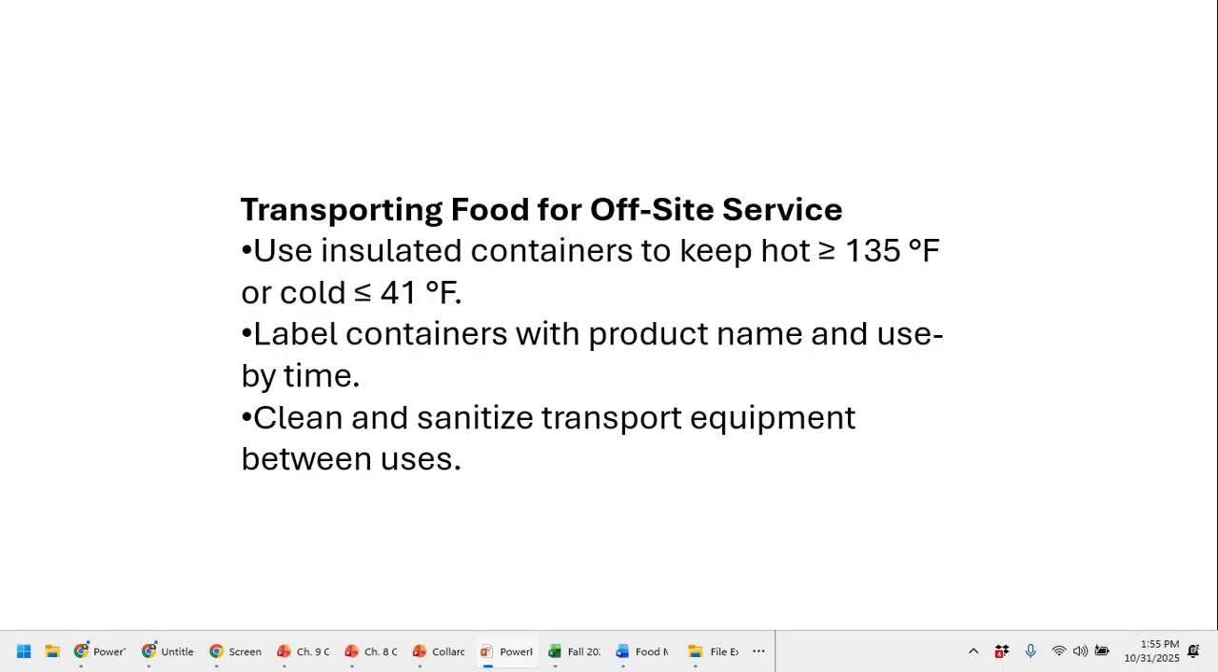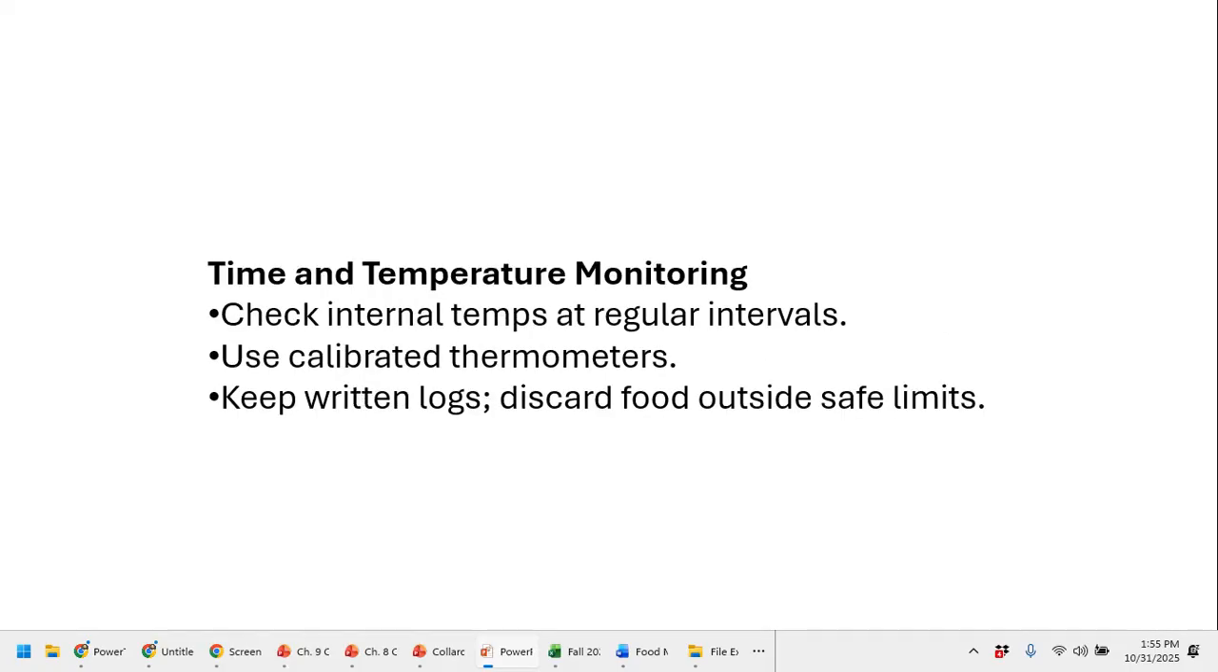Transporting food for off-site service, using insulated containers to keep food hot, 135 or above, or 41 or below. Label containers with product names and use-by times. Clean and sanitize transport equipment between uses as well. Then we have time and temperature monitoring. Check the internal temperatures at regular intervals. Use calibrated thermometers. Keep written logs. Discard food outside safe limits as well.